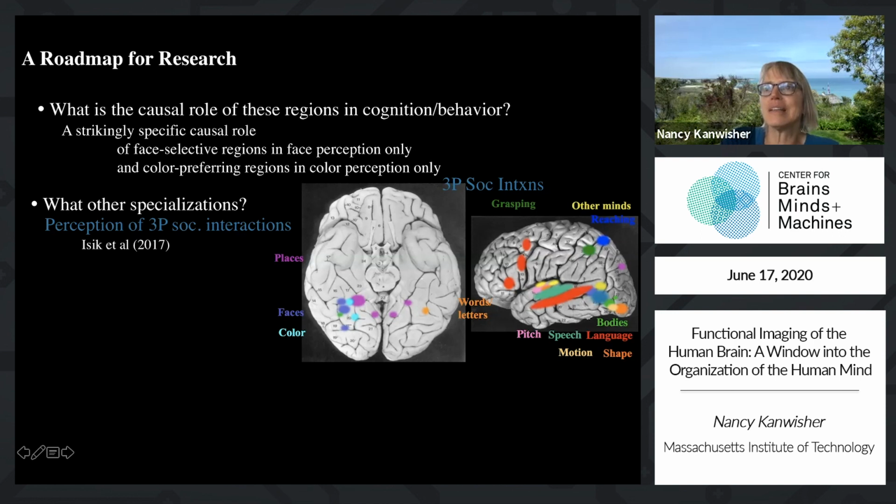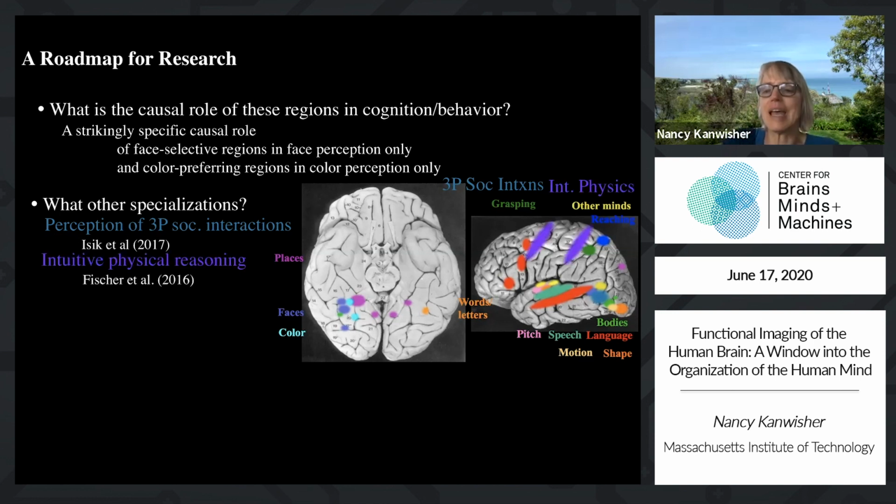My then postdoc, Leila Ishik, said, well, one of the things we humans do is not just look at other people's faces or listen to their language. We look at groups of people, pairs of people, and we try to figure out, are they interacting with each other? So she scanned people and showed that a patch right about there in that dark teal turquoisey color responds selectively when you see 2 people interacting with each other compared to 2 people acting independently. So that seems to be specific for perceiving third-party social interactions. So that's pretty wild and cool.